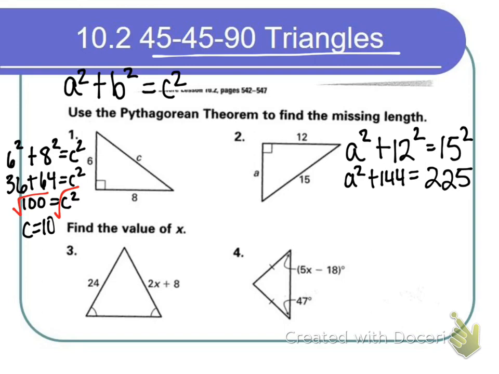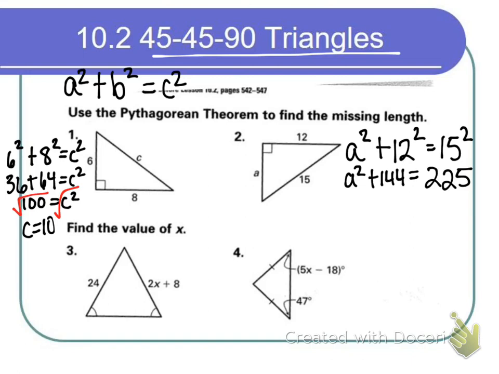225. Now let's pause for a minute real quick. How did we know which number was B and which one was C? C is always across from the right angle.